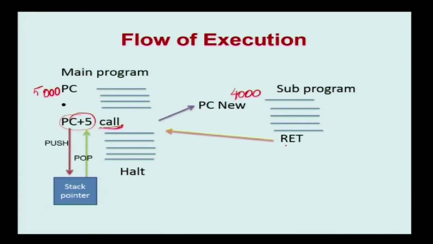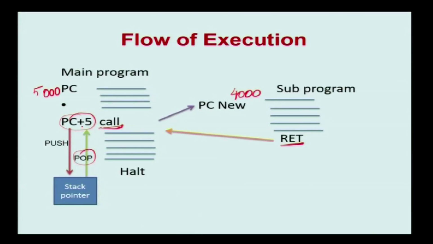The subprogram is always terminated by using the return instruction. When it reads the return instruction, it concludes that the subprogram is over. Then it has to return back to the main program, so it has to know where to return in the main program. For that, with the help of the stack pointer, it will pop the address which was already stored in the stack, and load it into the program counter.